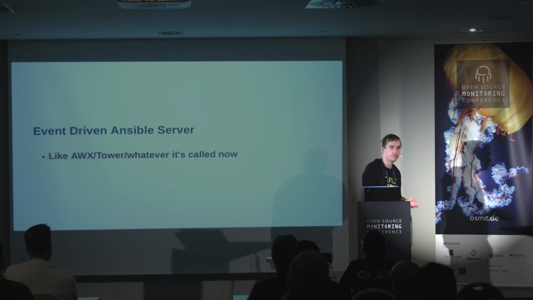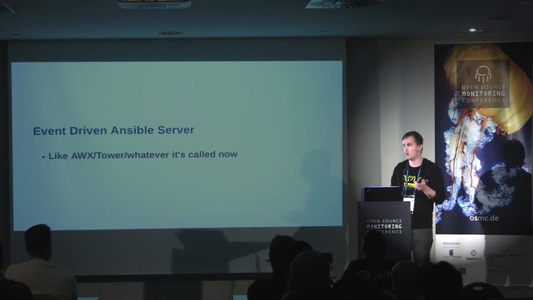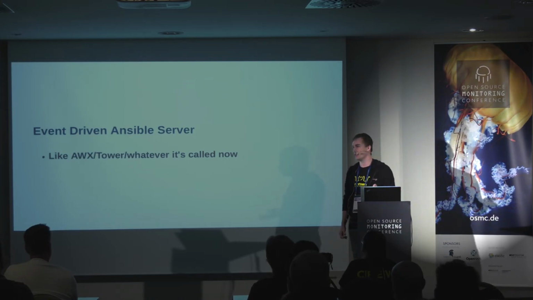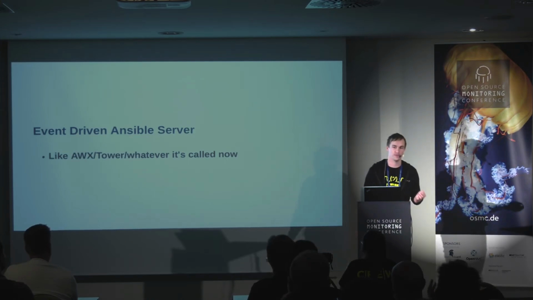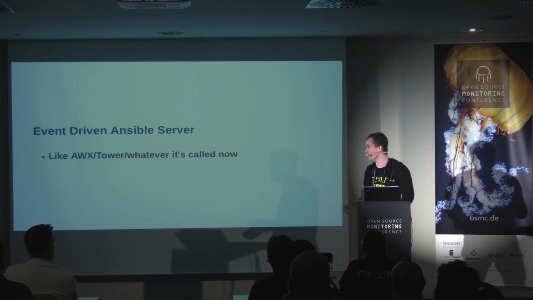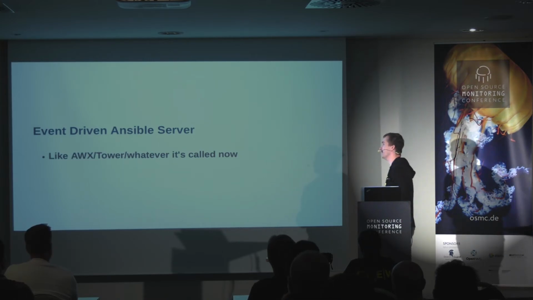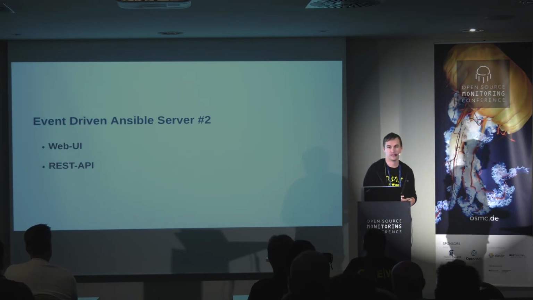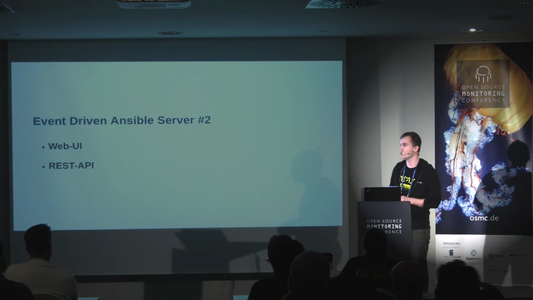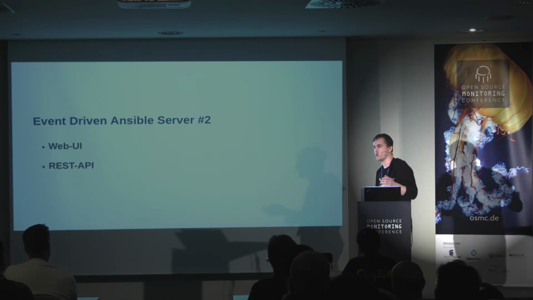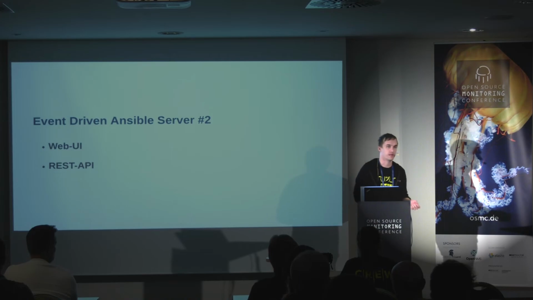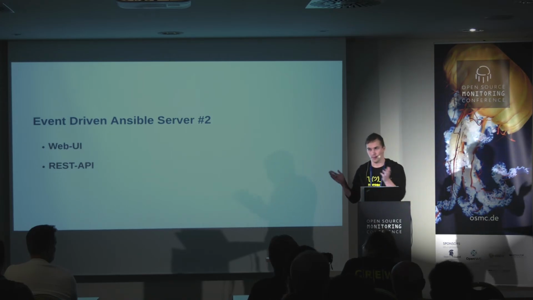If you know Ansible, you probably know AWX or Tower or whatever it's called right now, I don't know. Event-driven Ansible has something similar. It's called Event-driven Ansible Server. Great name, I know. And it's basically a nice web UI and a REST API that Red Hat provides. And with it, you can take a look at your rulebooks, edit them, change them, add new ones. Basically, all the stuff you can do on the command line, but with a nice web UI.